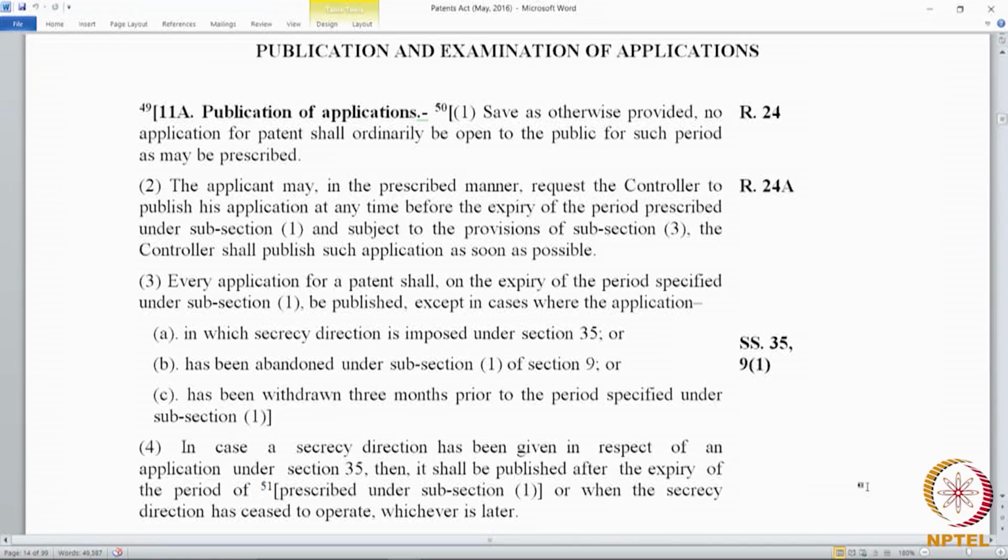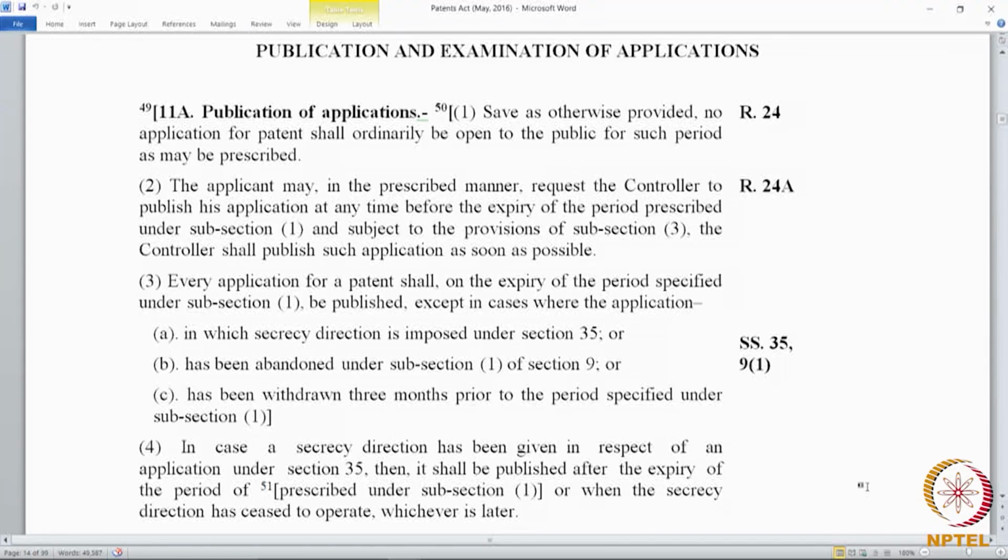Publication and examination of applications. All this while we were looking at the process of making those applications, what are the forms that need to be used, what is the structure of a complete specification, the difference between a provisional and a complete, what form we will use for a provisional or a complete. We were looking at the preparatory part of filing an application. We also saw some instance of who can prefer an application, who are the people who are qualified to be an applicant under the Patents Act. So, all these things pertain to the preparatory part, creating an application, complying with the procedural requirements.